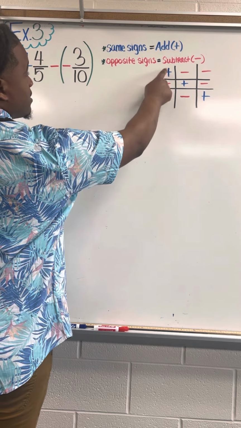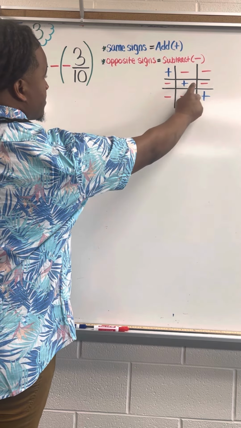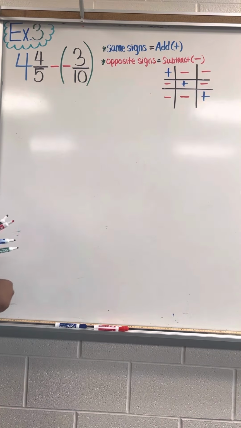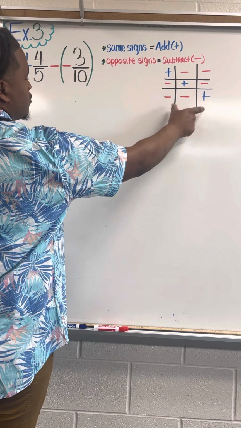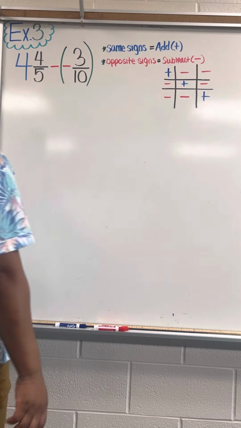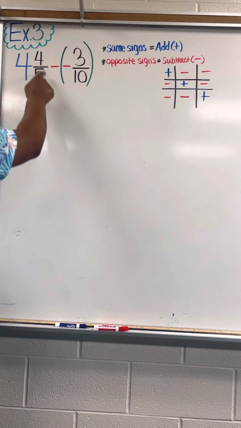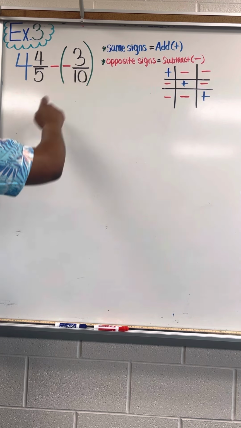Okay, so remember, same sign, we add. Opposite signs, we subtract, okay? So either you can just remember that from memory, or you can utilize the tic-tac-toe tool to help you. So in this particular case, guys, I have the fraction 4 4/5 minus a parentheses negative 3/10.